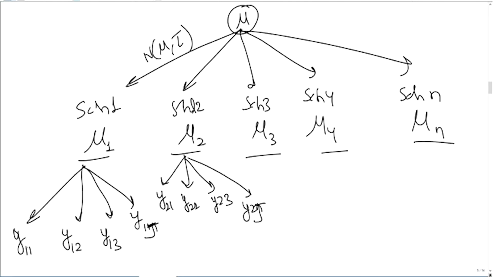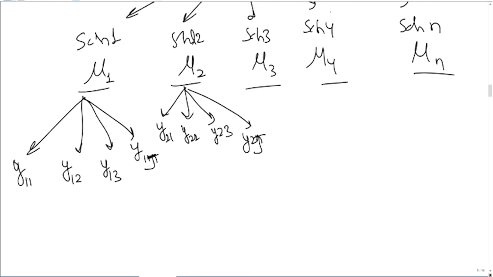So, this is the hierarchical structure. That is what the model assumes. That is why these are called hierarchical models, that there is some population level mu that generates school level mu's, school level average scores, and from school level scores you get student level scores. Okay. That is why this is a hierarchical model.